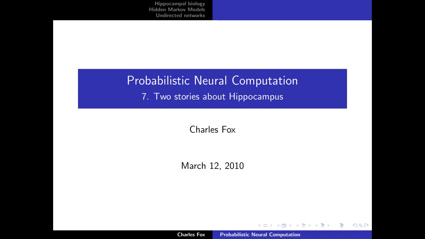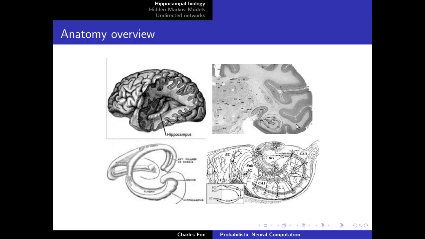We really don't know which, if either of them, is right, and indeed a really good exam question would be to compare these two stories. Next week we're going to look at two stories about what the cortex could be doing from a machine learning perspective. The Hippocampus, there's a structure here in the human brain.